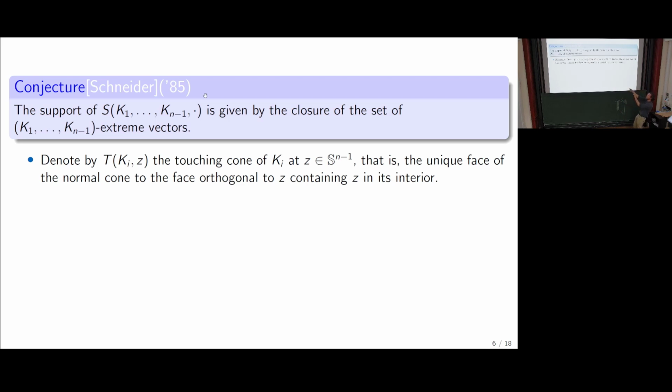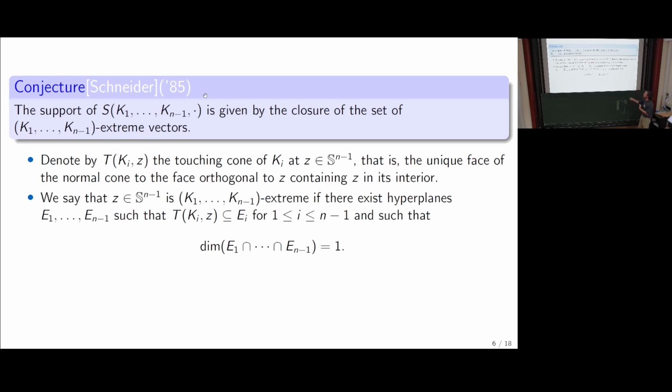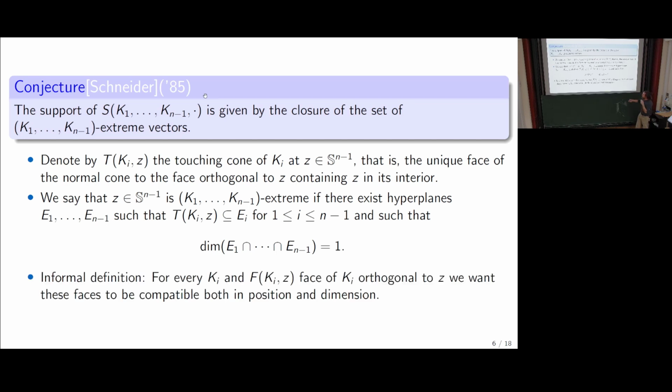And what does it mean now to be a K1, Kn-1 extreme vector? So we have Z, and we consider the touching cone for each one of these sets, and basically we want a nice interaction between the dimension and the position of this touching cone. So this should mean, at least according to the conjecture, that this vector is actually giving a contribution to the mixed surface area.